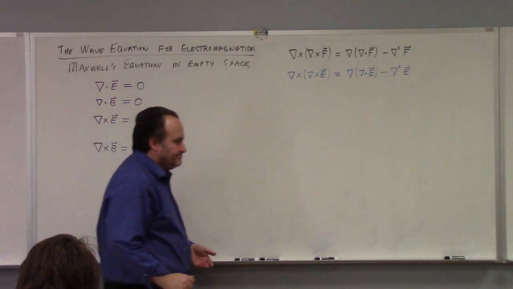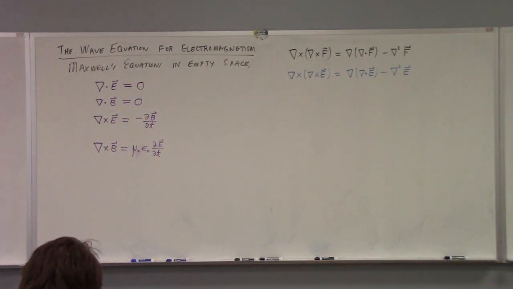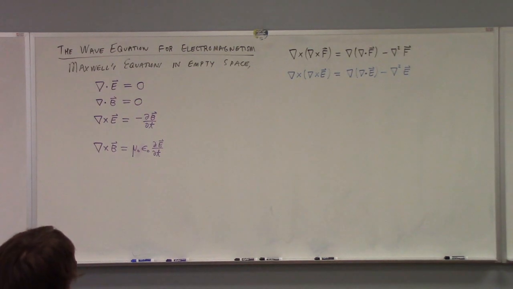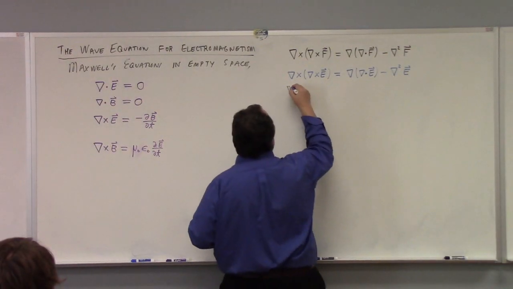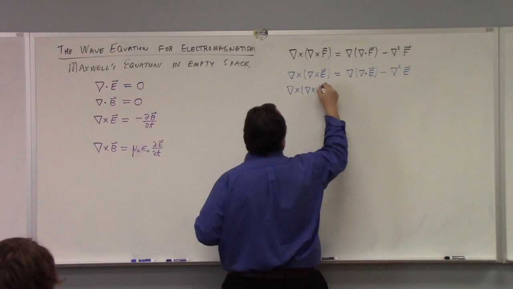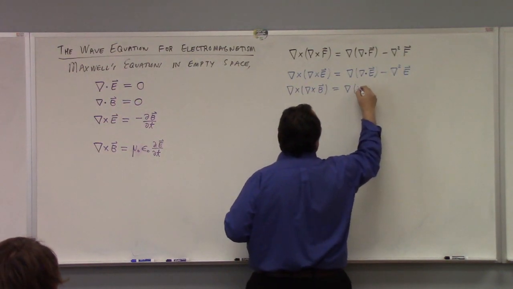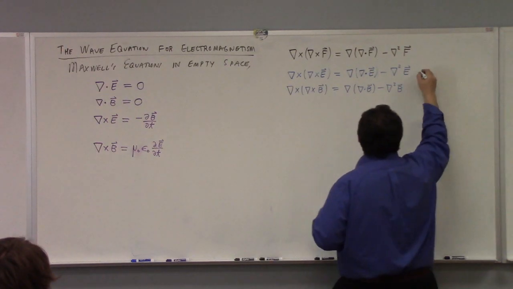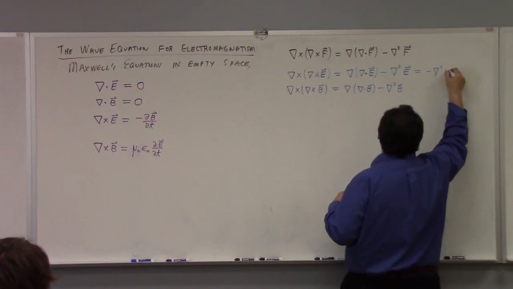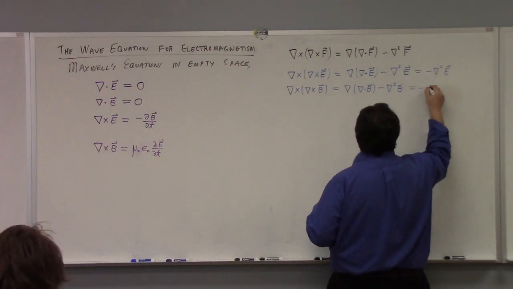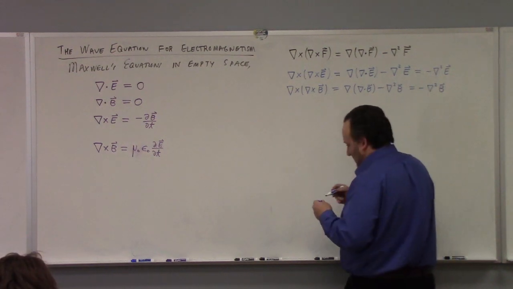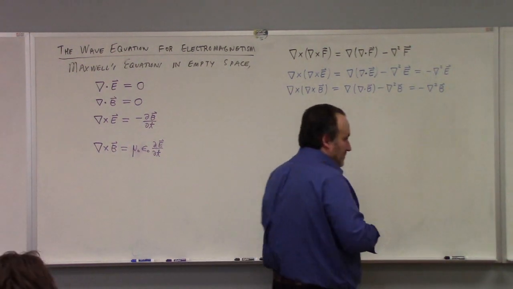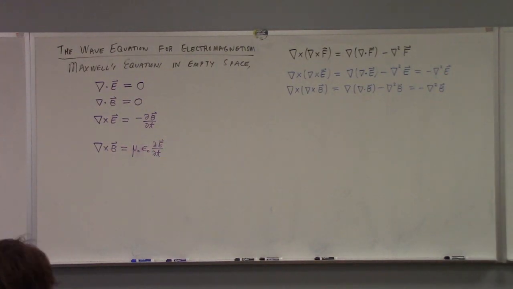Do the same for the magnetic field. Same pattern: curl of the curl of B. Of course, we can simplify. This is just equal to minus nabla squared E, and this is also equal to minus nabla squared B. Why? Because we know the divergence of the electric field and the divergence of the magnetic field in empty space is 0, right?